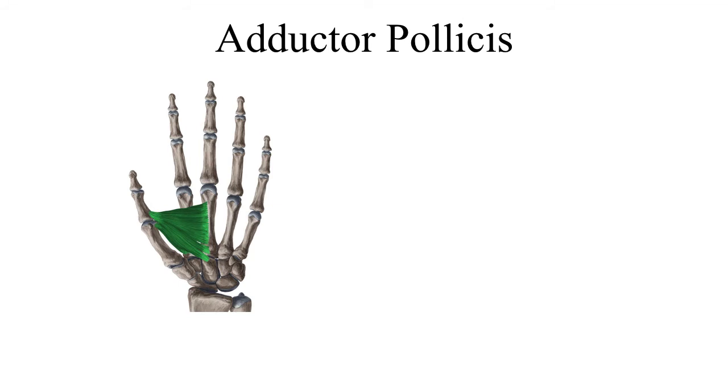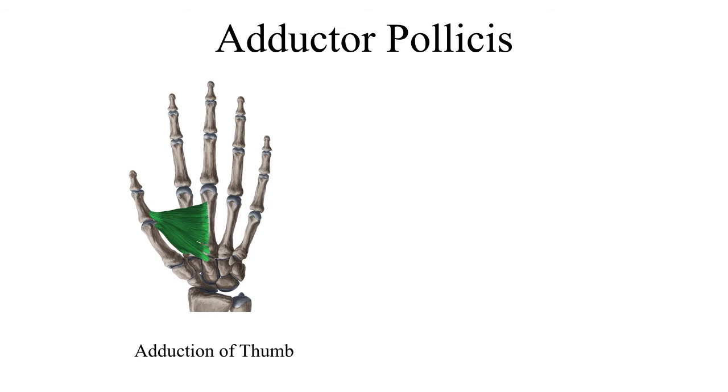The next muscle is adductor pollicis. This is again an entrance exam question. All the muscles of the thenar eminence of the thumb are supplied by median nerve except adductor pollicis, which is supplied by ulnar nerve.